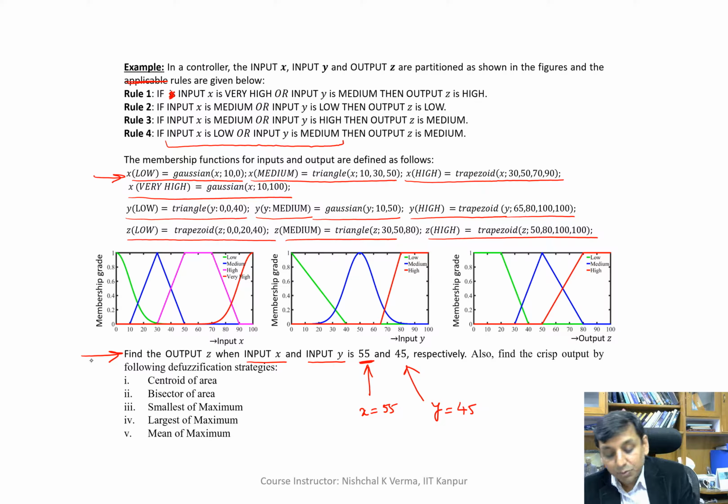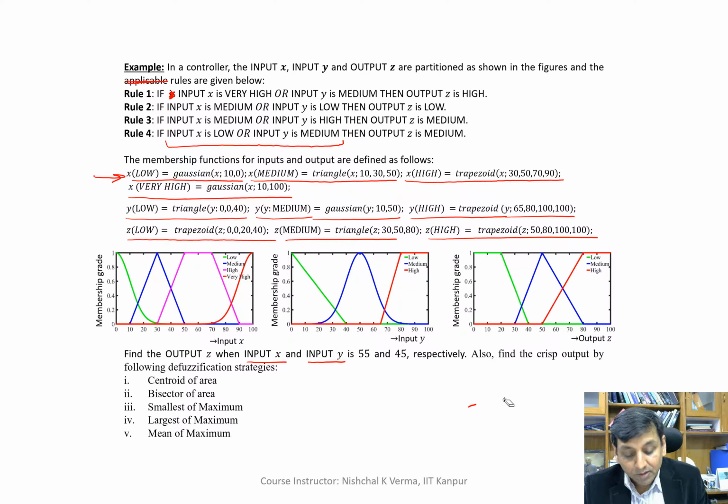So we have two inputs. One input X is 55, another input Y is 45. So when these two inputs are there, corresponding to these two inputs X and Y, we need to find the Z.